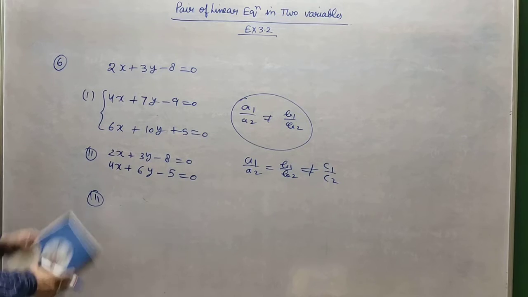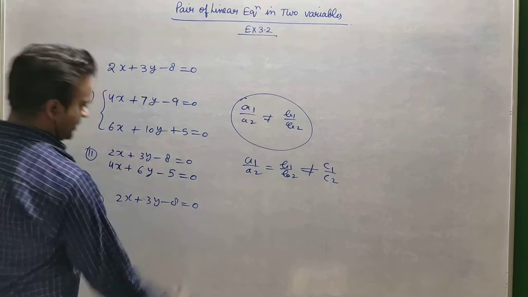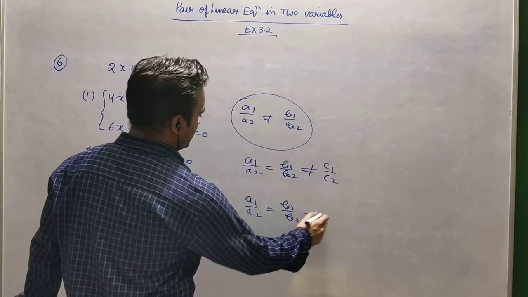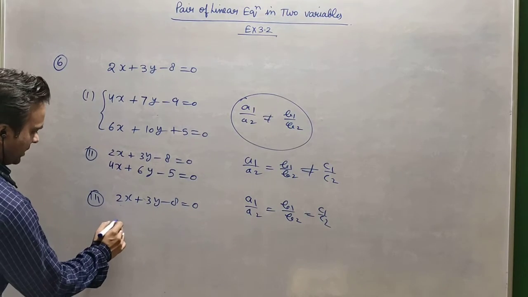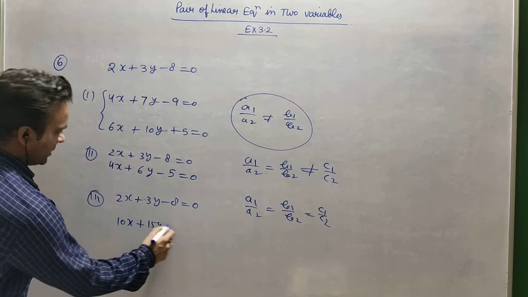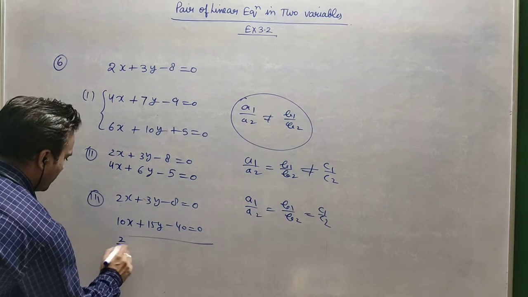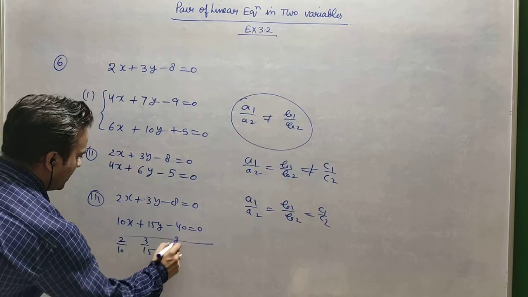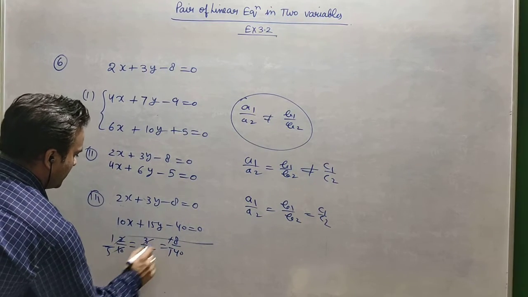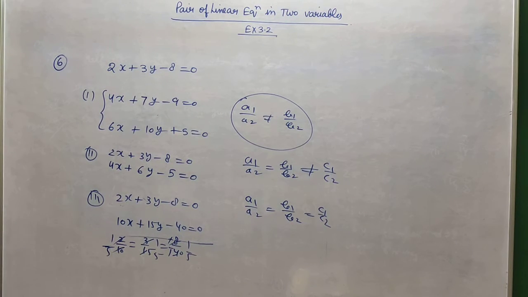The third one is saying coincident lines. So 2x plus 3y minus 8. For this one we want all to be equal. So if you are taking here, suppose 10, it is 5 times. So here also you have to write it 5 times, and here also 5 times, so that you can see 2 upon 10, 3 upon 15 and 8 upon 40. They all should be equal. So it is 1 upon 5, 1 upon 5 and 1 upon 5. Then we can say that yes, these two lines are coincident.